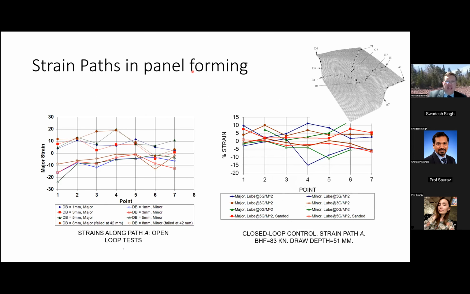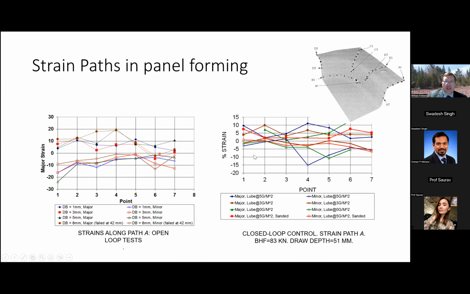So as much as closed loop control is really interesting, the bottom line is we want to make good panels and consistent panels when we're stamp forming. The figure on the left is for the major strains and minor strains that were measured along path 8. That's in this region here. And 0.1 is way up here, and 0.7 is down here. And you can see that the strains look fairly chaotic.